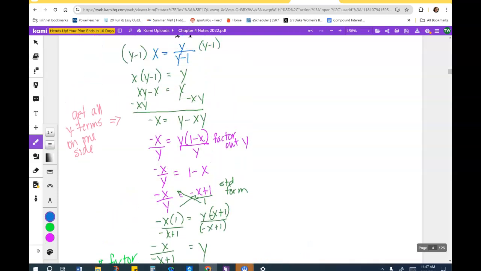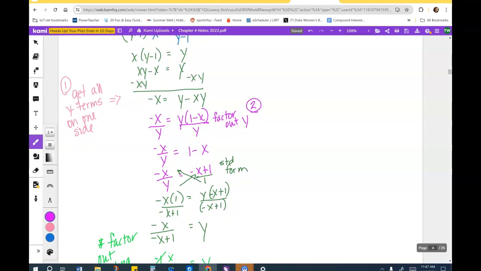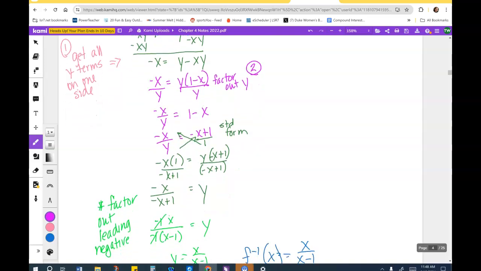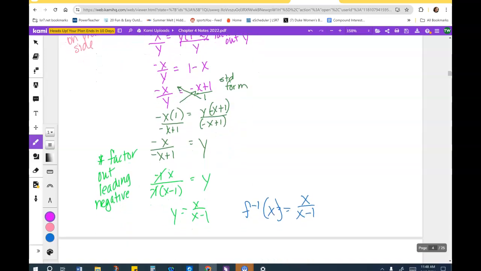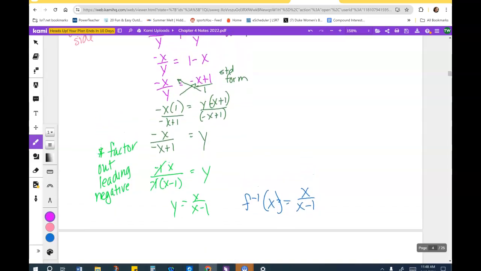That took a lot of different terms. One of the things I want to point out is we wanted to get all the y terms on one side. That was one big step. I did that so that I could factor out the y. And then I tried to get the y in the numerator instead of the denominator, so I cross multiplied. I wanted to make sure my binomial with the x in it was in standard form, but I don't want the leading term to be negative, so I factored out a negative 1. Lots of good stuff in there. Okay, so that will conclude 4.1.